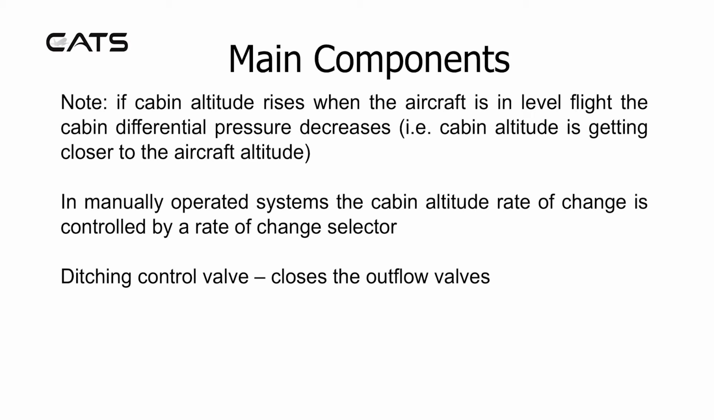Note, if cabin altitude rises when the aircraft is in level flight, the cabin differential pressure decreases, i.e. cabin altitude is getting closer to the aircraft altitude. In manually operated systems, the cabin altitude rate of change is controlled by a rate of change selector. The ditching control valve closes the outflow valves.